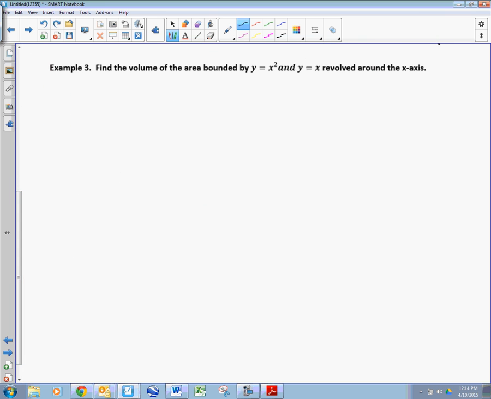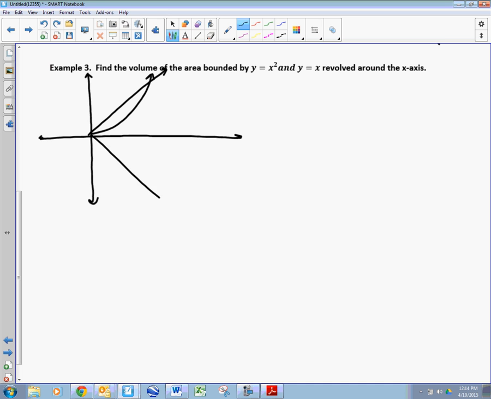All right, last example. Find the volume of the area bounded by y equals x squared and y equals x revolved around the x-axis. There's y equals x squared, there's y equals x. I'm going to revolve it around the x-axis. Now, would I be allowed to just use the regular washer method here? Yeah. However, I'm going to choose to use the shell method.